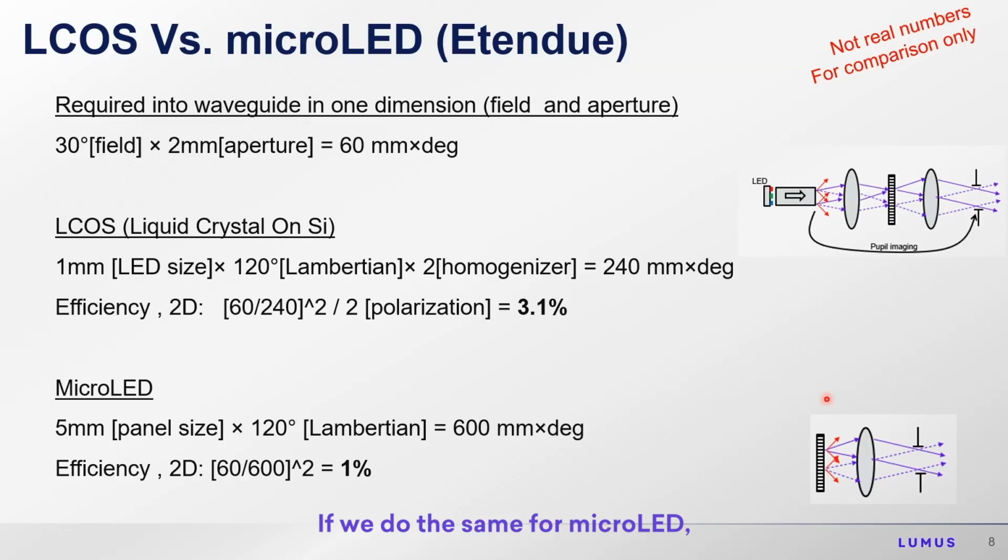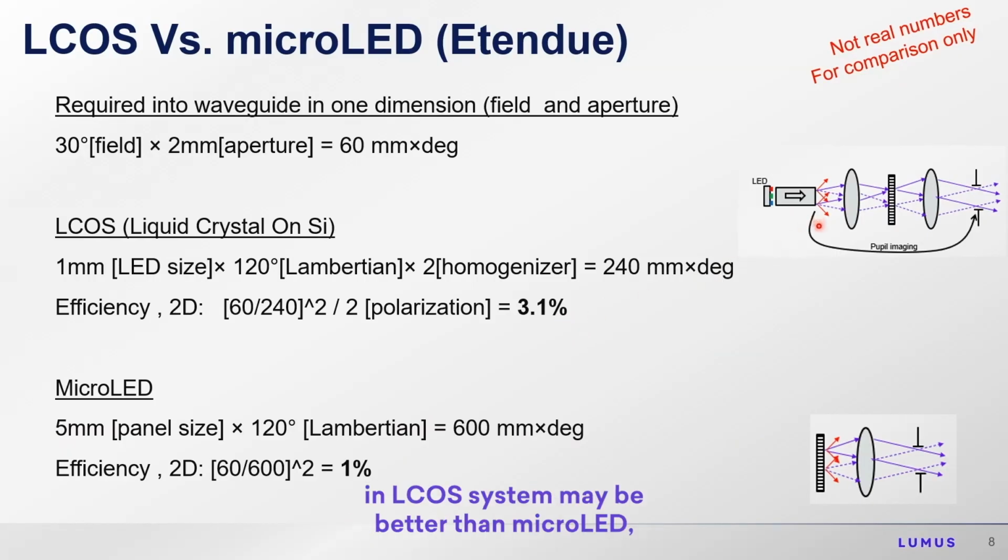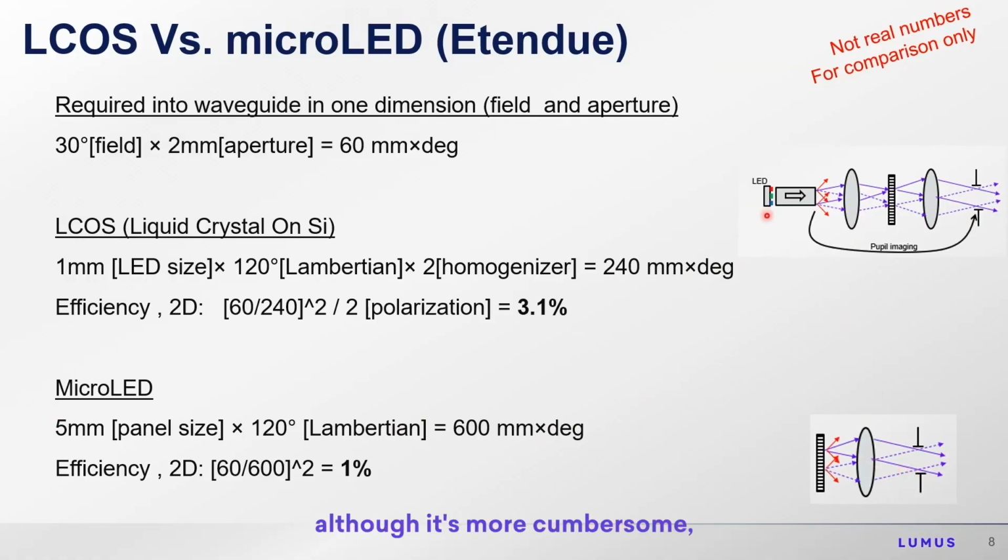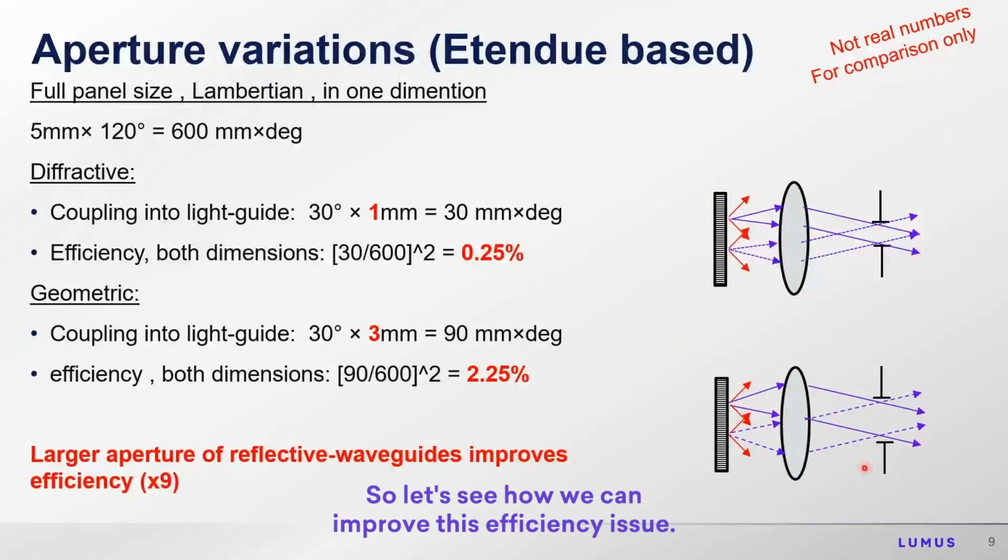If we do the same for micro LED and say just a general number, 5 millimeter size of the micro LED, we get 600 millimeter degree, and that's only 1% efficiency. So we see inherently, because of the pupil imaging and the small source of the LED, that the efficiency in an LCoS system may be better than micro LED. Although it's more cumbersome, more complicated, and the projector is not as big. That's why everyone wants to move. So let's see how we can improve this efficiency issue.